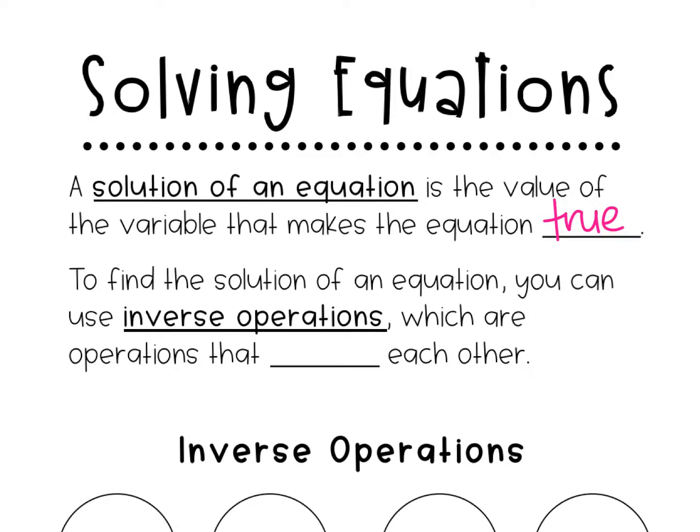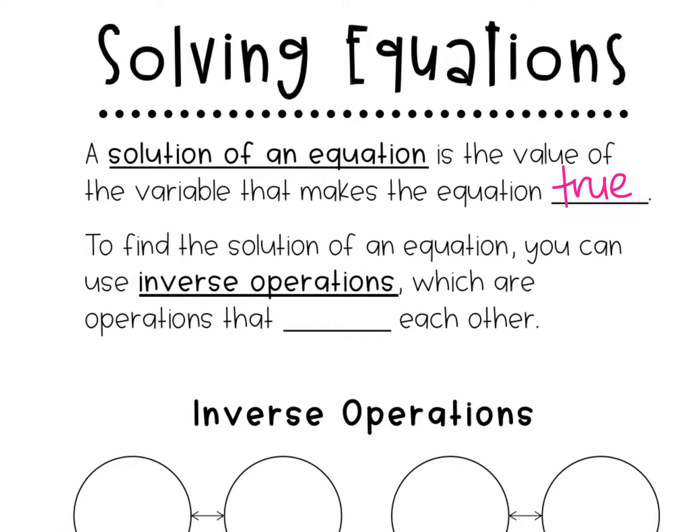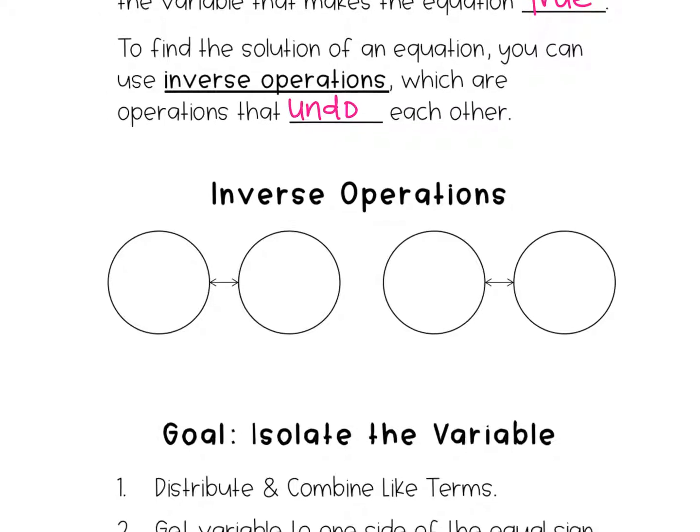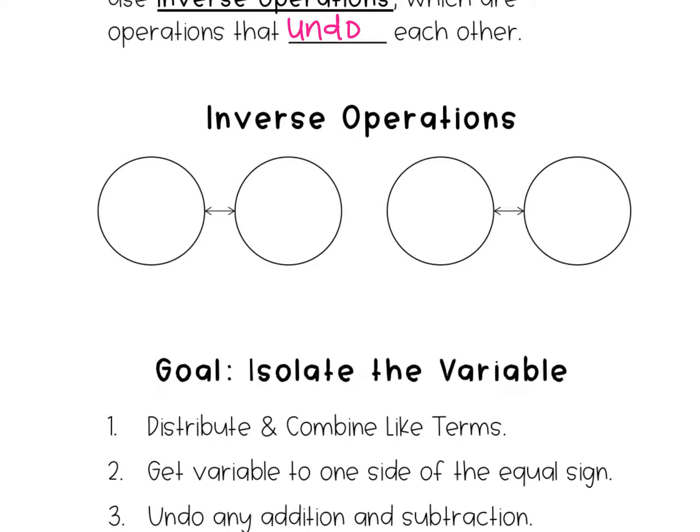So in order to find a solution, you can use inverse operations, which are operations that will cancel out or undo each other. So let's think about our four operations that we do. It's adding, subtracting, multiplying, and dividing. So if I were to start with addition, how would I undo addition? Well, I would subtract. And vice versa, if I had subtraction and I wanted to undo that, it would be addition.